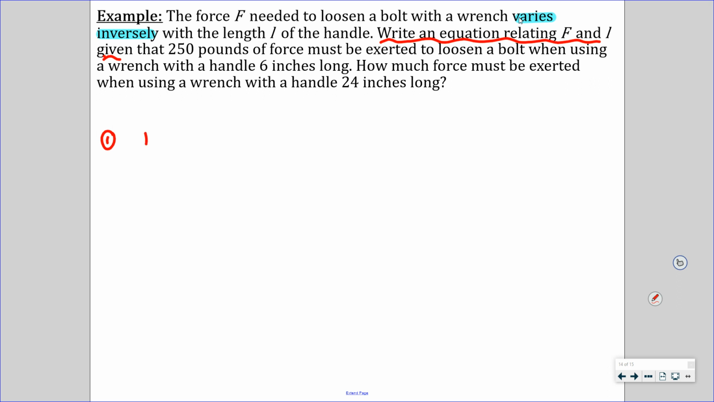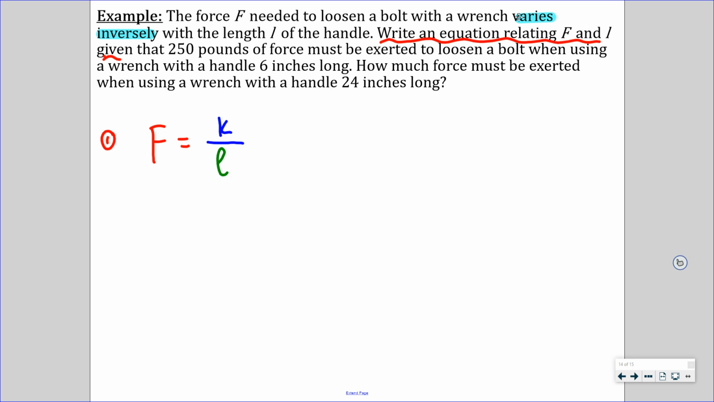So my force F, let's see if somebody else can write it for me. If it varies inversely with the length L, how would I write that as an equation? Connor? I think it was K over L. Good. Varies inversely, so it's some constant divided by the other variable. I use a lowercase l like that. There's our generic model. How did I know that? They told me it varies inversely, so I know it has this type of relationship.